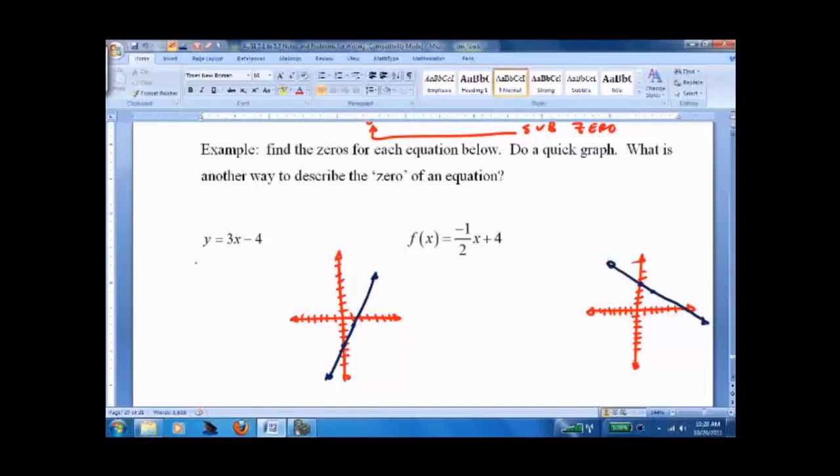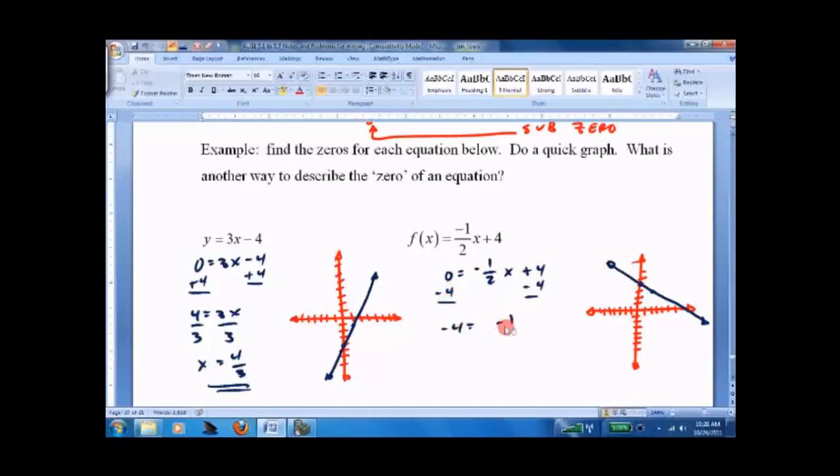And then let's actually solve them like we said we would. 0 equals 3x minus 4. 4 equals 3x, divided by 3, x equals 4/3. And over here, 0 equals negative 1/2 x plus 4, subtract 4, negative 4 equals negative 1/2 x, multiply by the reciprocal, cancel, cancel, cancel. Negatives cancel, x equals 8.